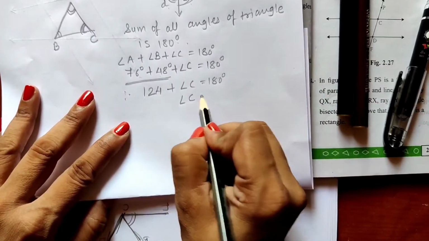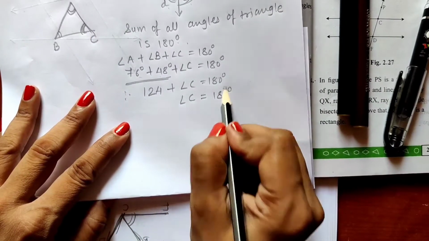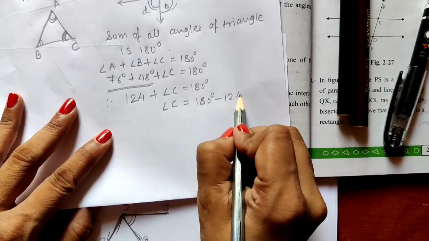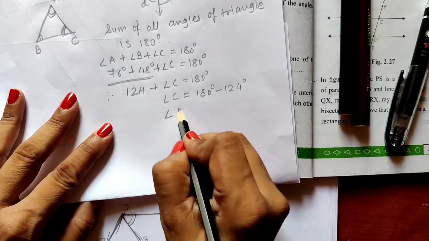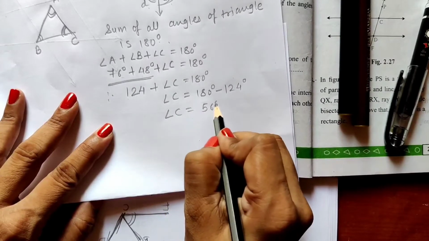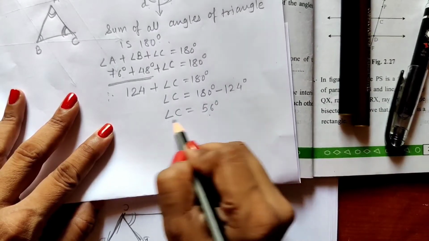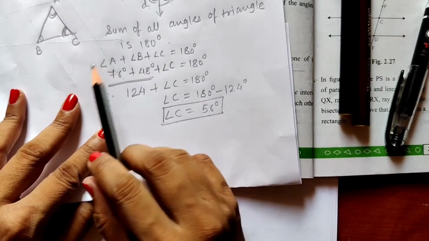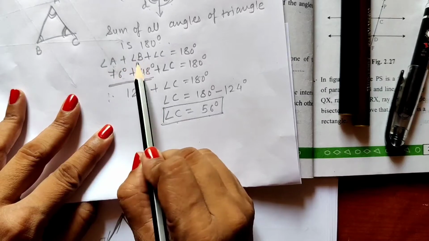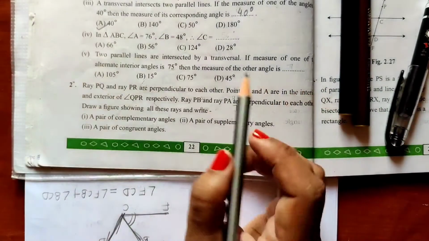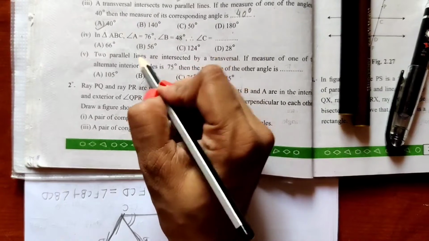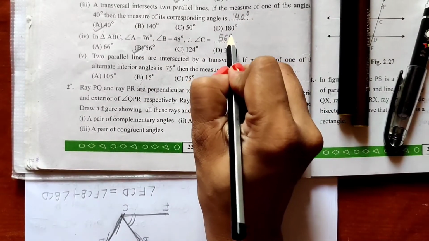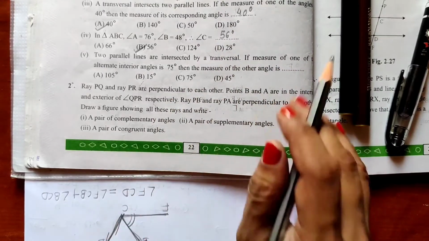Now this angle C as it is I am writing equal to 180 degrees. As it is I am writing only 124. I am transferring it from the left hand side to the right hand side. It will become minus 124. So angle C will be equal to 56. 180 minus 124 will be 56. So in this way we can find out the measure of an angle in a triangle. When the measures of two angles are given, the third angle we can find out. So the answer is 56. That means here it is option B. So 56 degrees is the correct option.